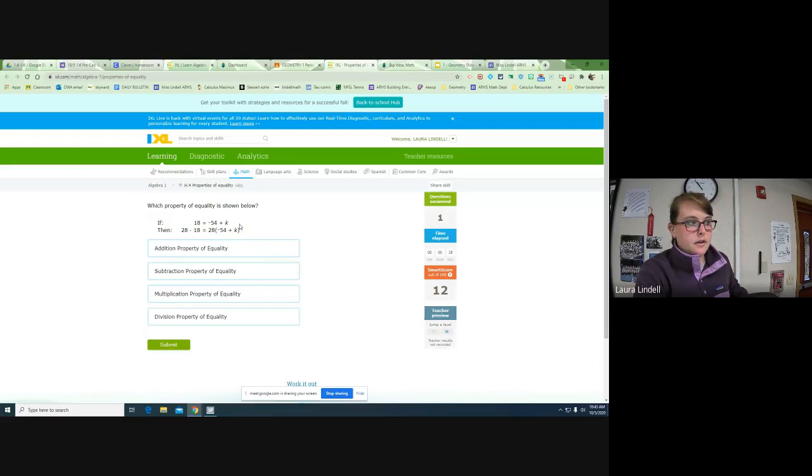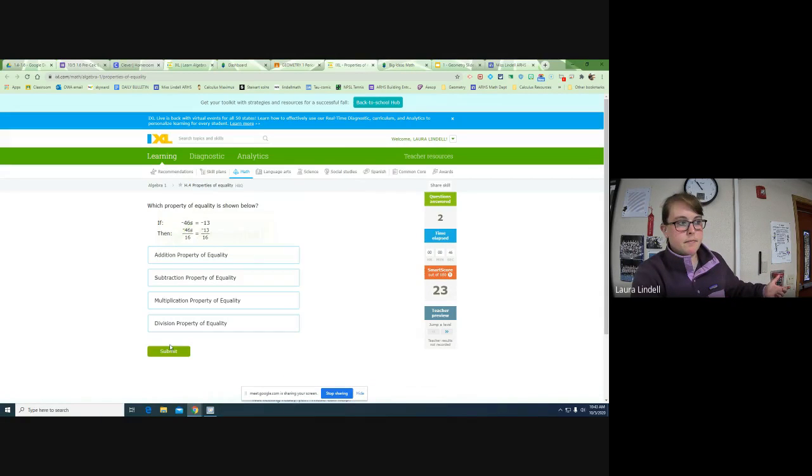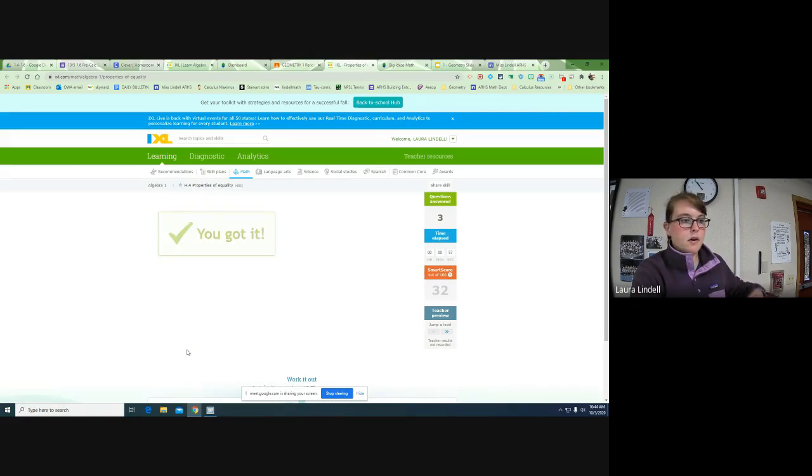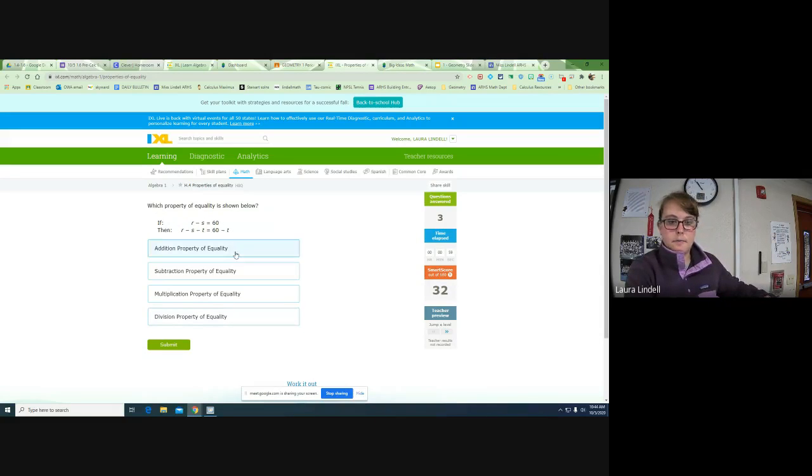All right. And so over here, they did 28 times 18 instead of just 18. And we have 28 times negative 54 plus k. So they multiplied by 28 on both sides. So that would be multiplication property. Or here's our original equation. Here's our new one. They divided by 16 on both sides. So that would be division property. So that's how all of those IXLs are going to go.